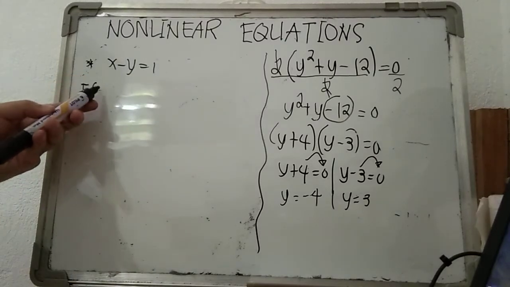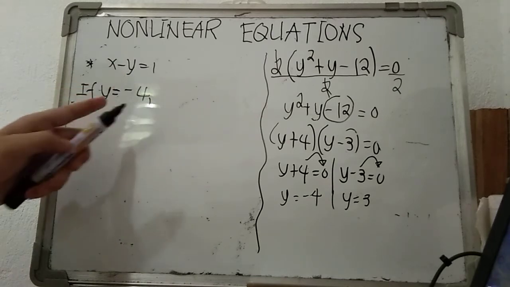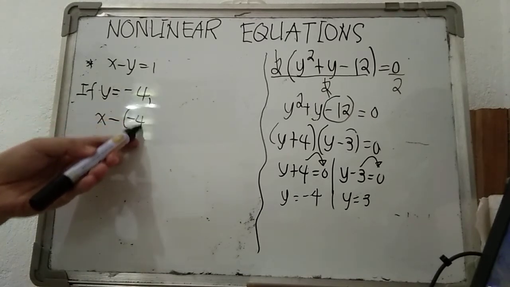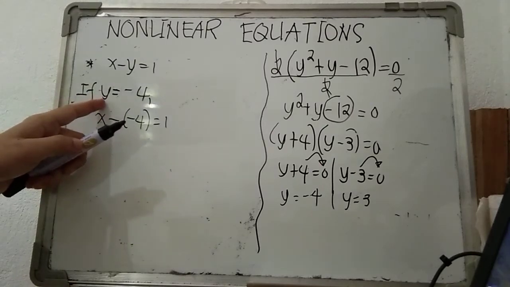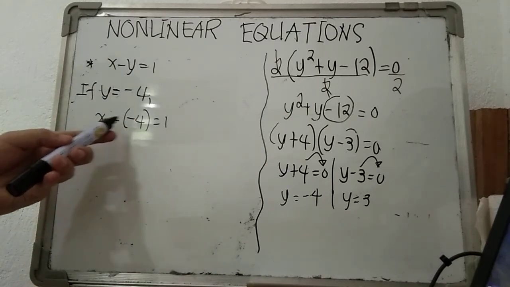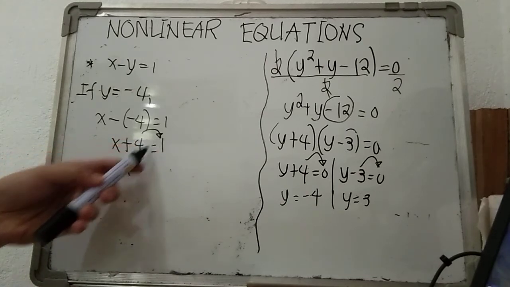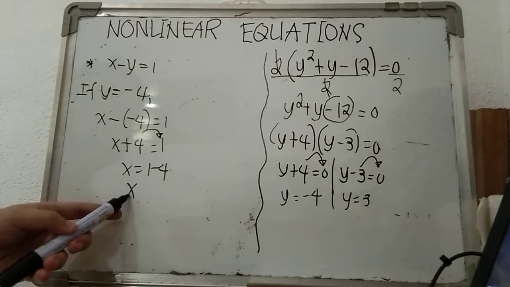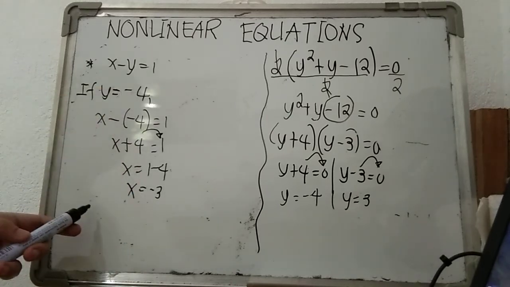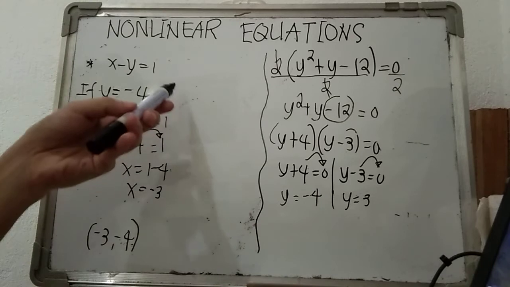First, if y is equal to negative 4, then all you have to do is substitute y with negative 4. So we have x minus negative 4 is equal to 1. Negative times negative, this is now x plus 4, which is equal to 1. Transposing 4 to the right, this is now 1 minus 4. In short, x is equal to negative 3. So our first solution set is negative 3 and negative 4.